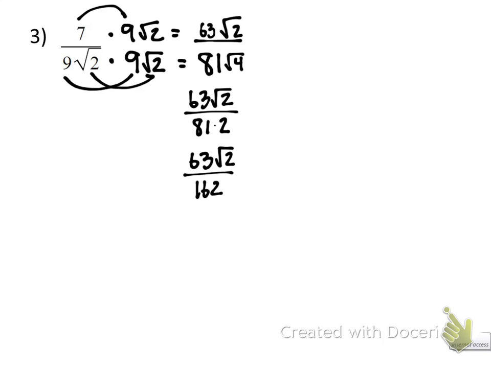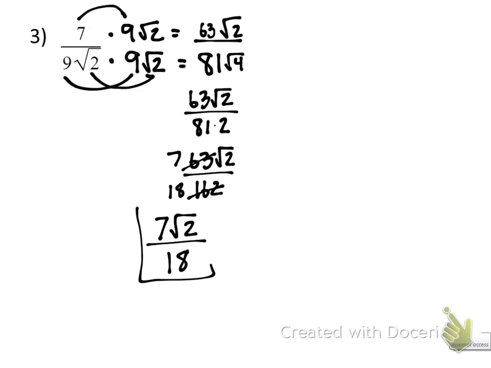What's the common factor that goes into both 63 and 162? 9. Okay. So it goes in 7 times here, and it goes in 18 times here. Is that what I got? Okay. So now we got 7 rad 2 over 18. Okay. So about half of you got it. So we're going to do another one. Ready? Number 4.